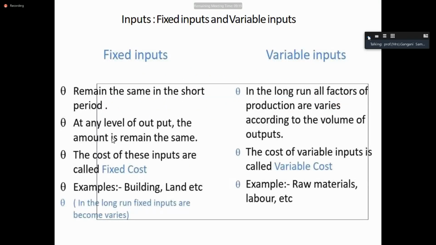So fixed inputs, for example, land, machineries, buildings, these are fixed. Variable inputs, for example, we can say labor.